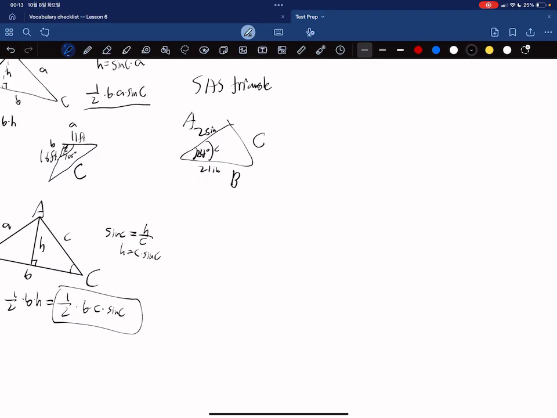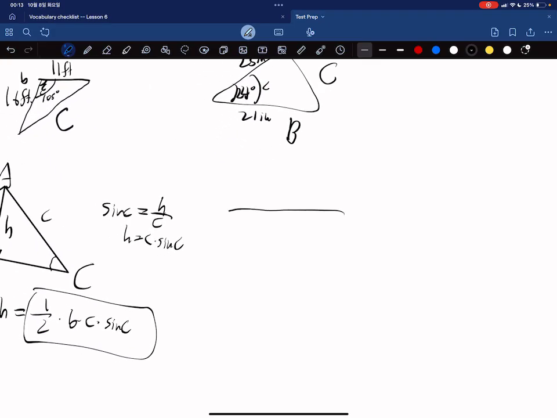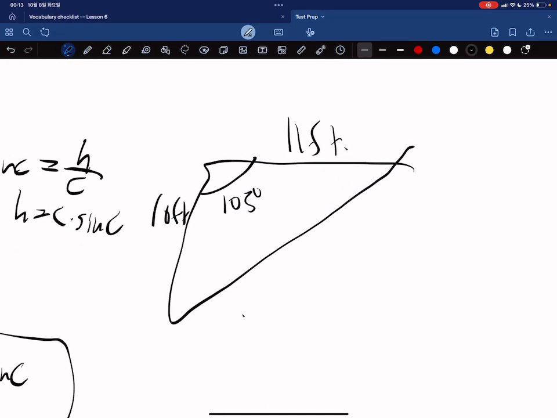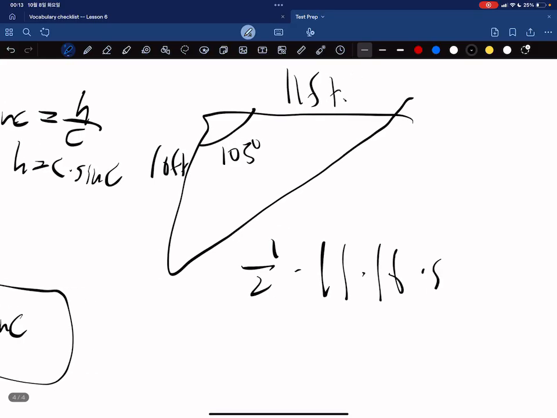Now, how can we use this in our actual problem? We have a triangle like this. Let's say 105 degrees, 16 feet, 11 feet. Then you can simply do one half times 11 times 16 times sine 105 and get our area.